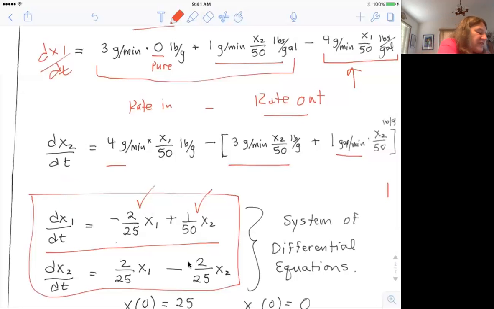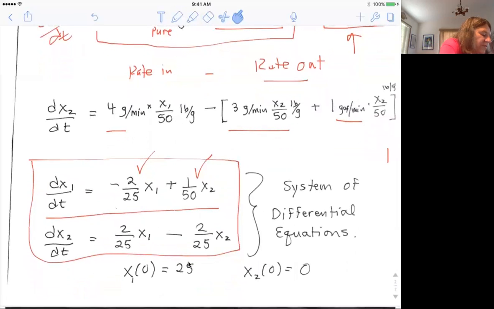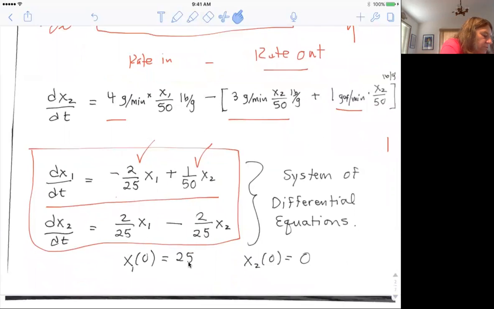If I look at x2, this 4 over 50 again gives me the 2/25 right there. And then if you look at this back piece, it's minus 3 over 50 minus 1 over 50, which is minus 4 over 50, which gives me that minus 2/25 x2 right there. Okay.